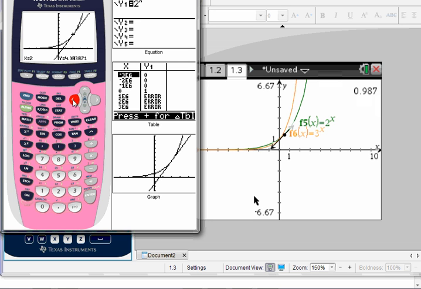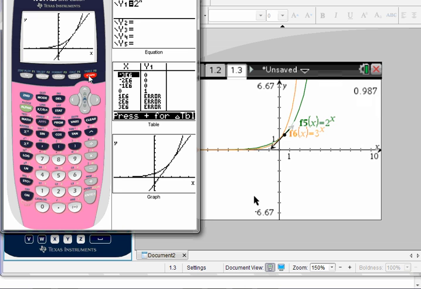So, second quit, graph, and let's see, I don't have my labels on. That's my problem. So second format, labels, I want them on. Okay, you guys have this ability to turn the labels on. I don't know why they're not on. I kind of like them on.